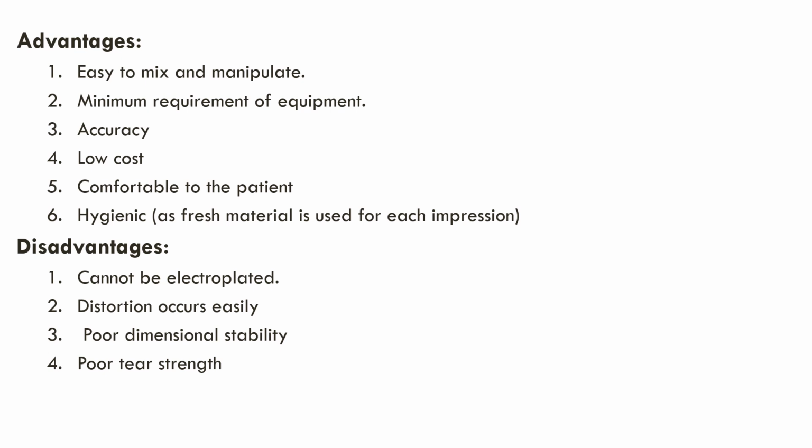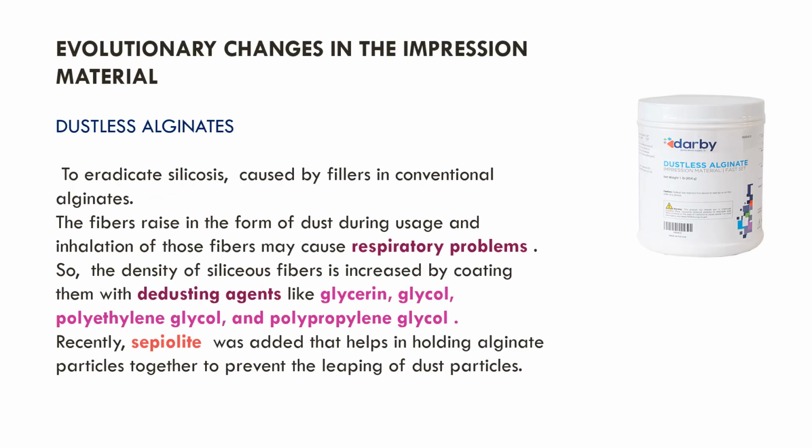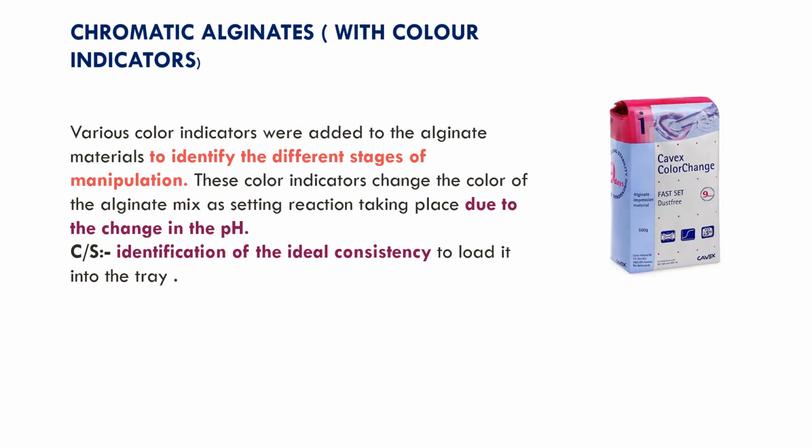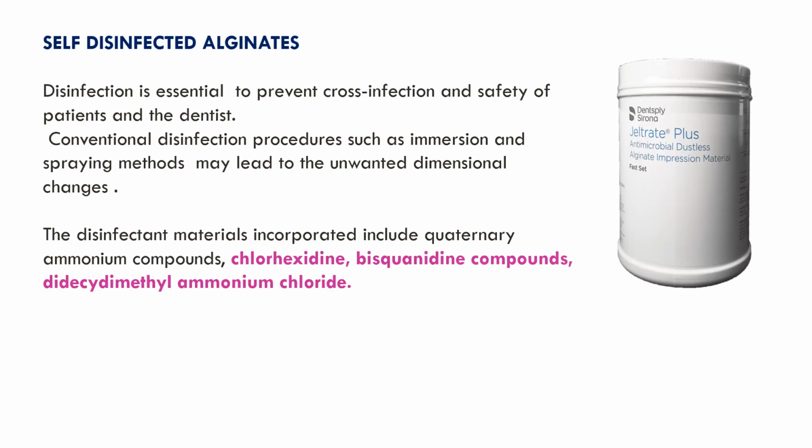The disadvantages are that it cannot be electroplated, distortion occurs easily, and it has poor dimensional stability and poor tear strength. Nowadays, for patients having respiratory problems, dustless alginates are also available. Some specific alginates are also available commercially, that is chromatic alginate, which shows the indication of setting with a color change. Disinfection is very essential to prevent cross infection. Some disinfectants can be incorporated into the alginate itself, that is chlorhexidine, bisphenol compounds and ammonium chloride.